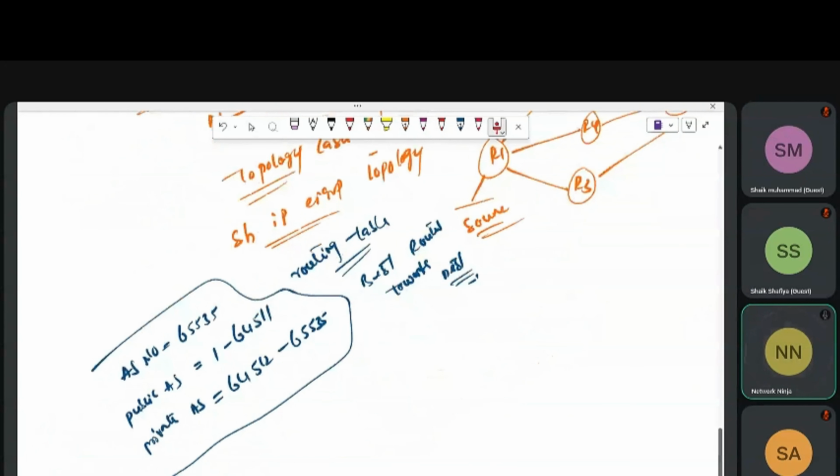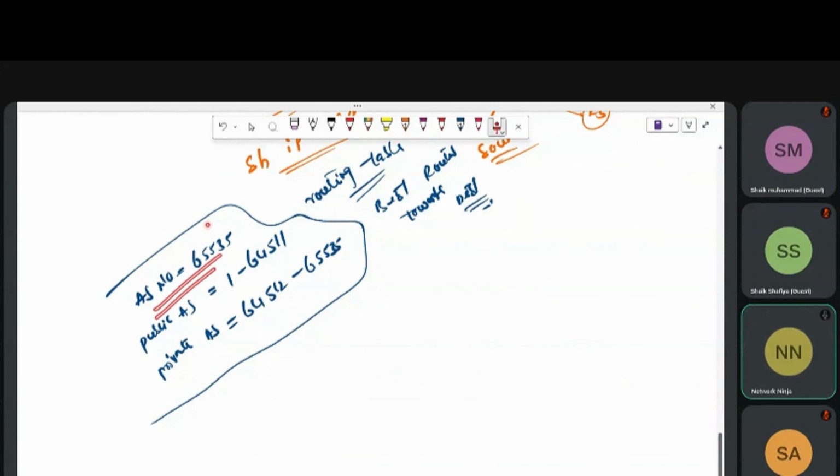And we discussed the AS as well, the autonomous system number. We have a total AS number range of 65,535. Out of 65,535, the AS numbers are again classified into two types: public AS and private AS. The public AS range is 1 to 64,511, and the private AS range is 64,512 to 65,535. So this is what we discussed today.